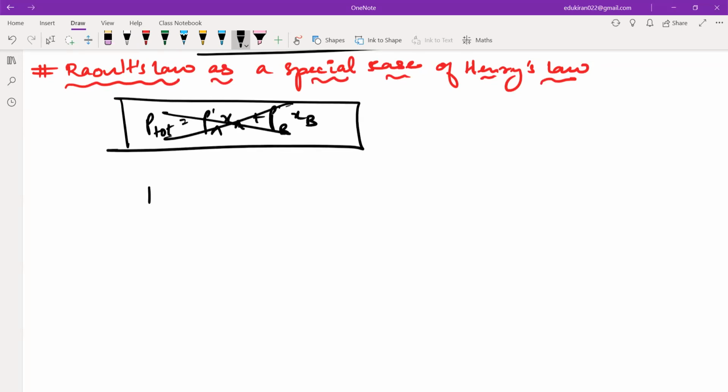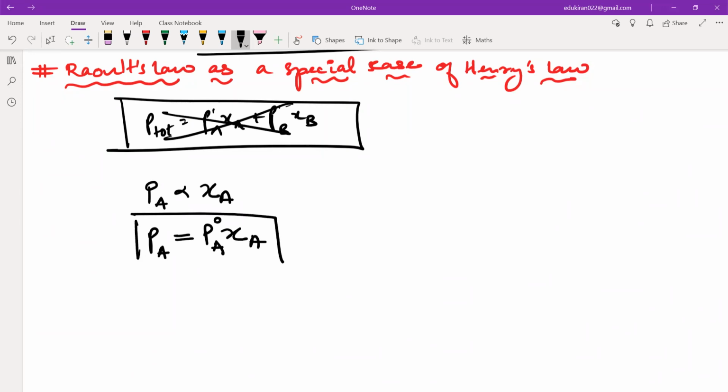Raoult's law says that the partial pressure of any liquid component is directly proportional to its mole fraction, and the partial pressure is equal to the vapor pressure of the pure liquid into its mole fraction. This is your Raoult's law. Please remember that. And this is an application of Raoult's law from which we can calculate the P total.